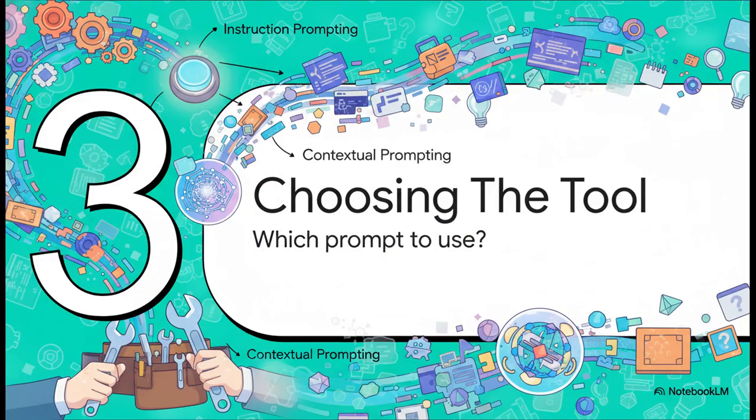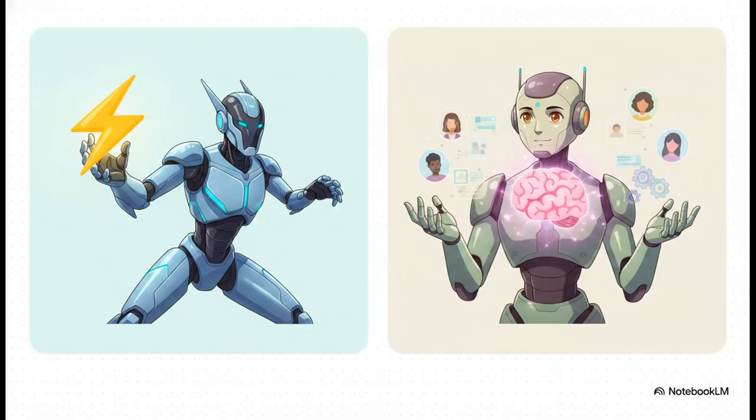Moving on to choosing the right tool. To really master your AI communication, you have to view these two techniques as essential, distinct instruments in your tool belt and know exactly when to pull each one out. So the crucial point is really captured in this comparison. Think of this as your ultimate cheat sheet.